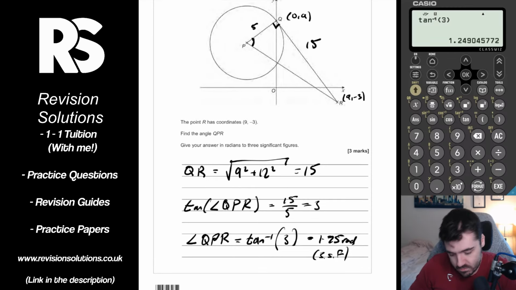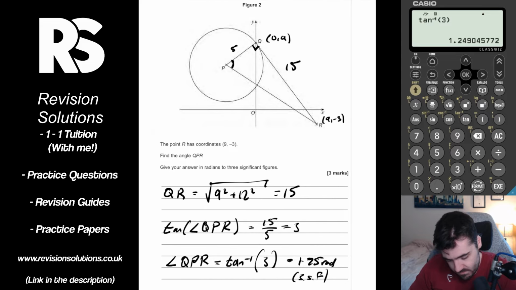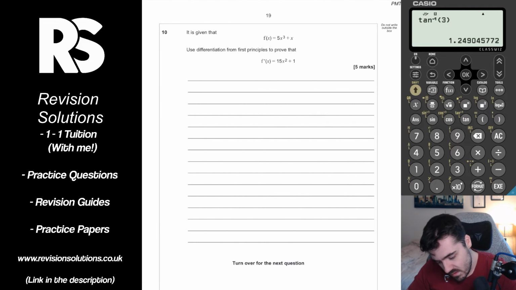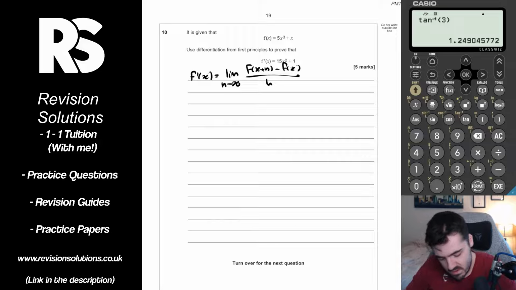Okay, moving on to question 10. We've got a function and it asks for the derivative from first principles. So first, let's write out the first principles formula. That's f dash of x is the limit as h tends to 0 of f of x plus h minus f of x, all over h.